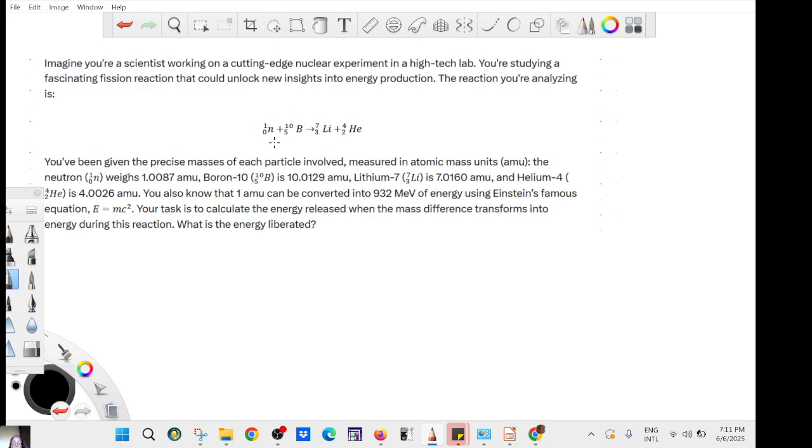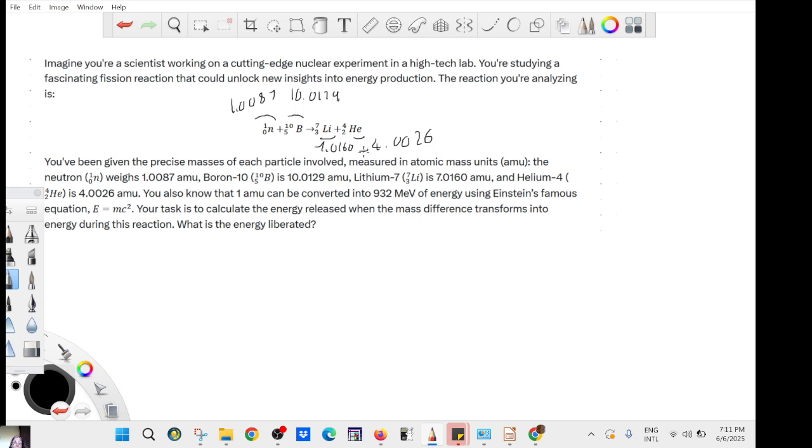So again, it's a neutron capture. You have one neutron here, and the neutron mass is given. And then you have boron, which is also given, 10.0129. And then you have lithium, which is 7.0160. And then you have helium, which is 4.0026. Okay, so you can find the mass defect.